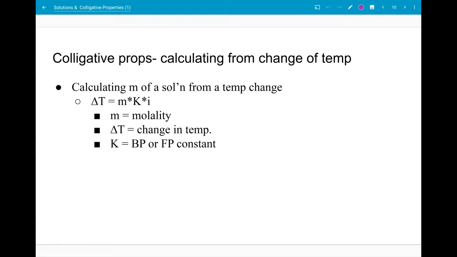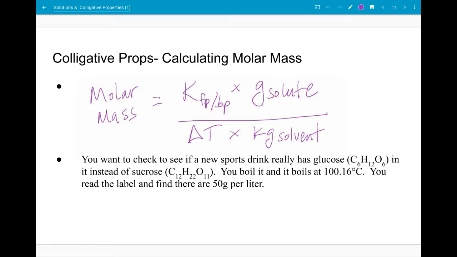So you might see just calculating the molality of a solution from a temperature change. There's also sometimes a question where it just wants to know by how much it changed. So you can find that delta T is equal to your molality times that constant, either freezing point or boiling point, times I. And I know the freezing point depression lab also uses this equation. And one last thing, we can find the molar mass directly by taking the boiling point or freezing point constant times the grams of solute divided by delta T times the kilograms of solvent. You could also use the full equation like I showed you. So it's kind of up to you on how you want to handle it.